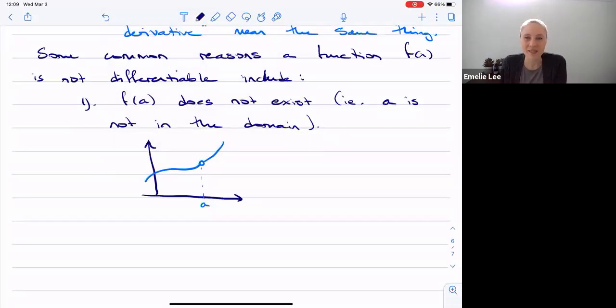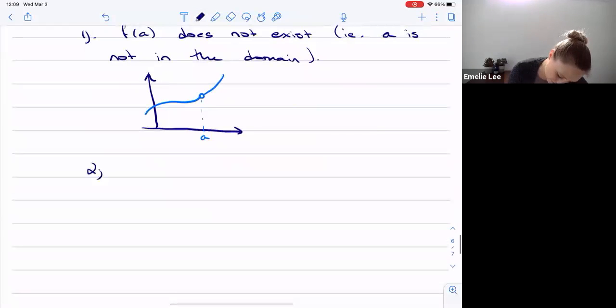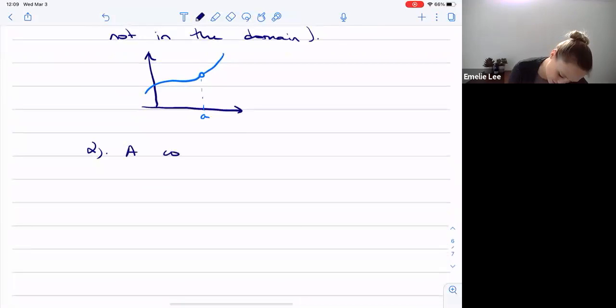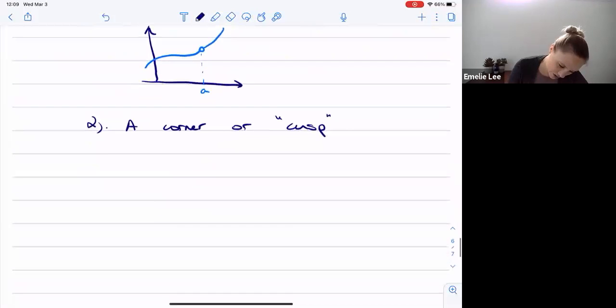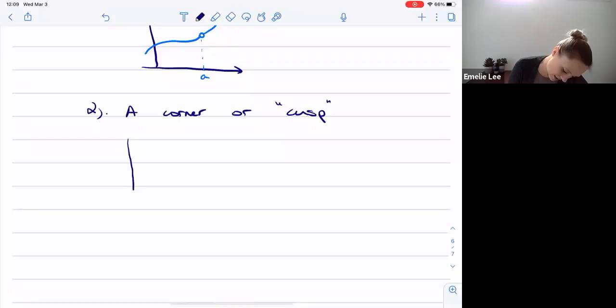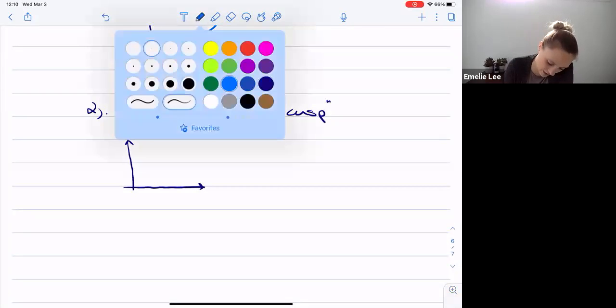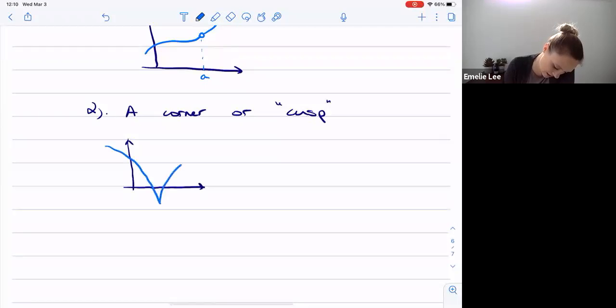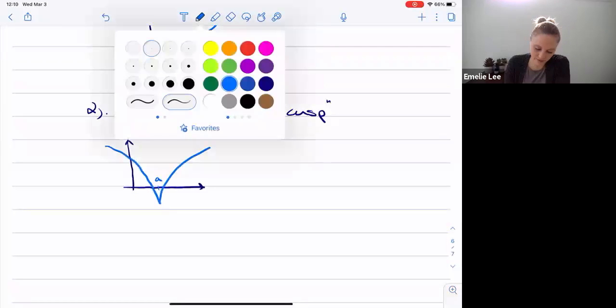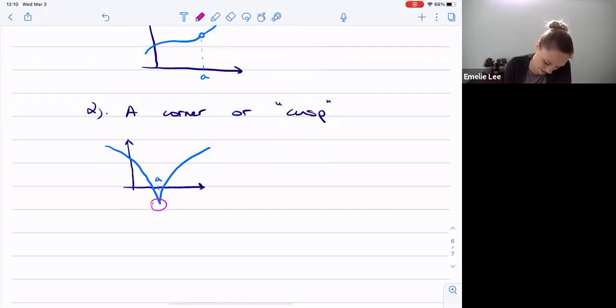Another common situation is if you have a corner or a cusp. So if you have a corner or a cusp, which might look something like, and I'll draw two different situations. One is the absolute value of x. So that's a pretty common function. But if you have something that comes in and then dips down here at a, well, here it's not differentiable at a.